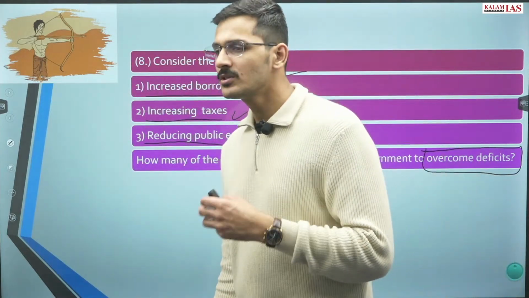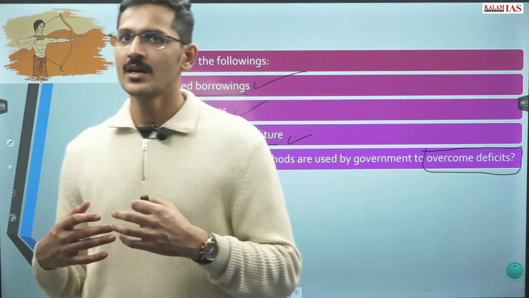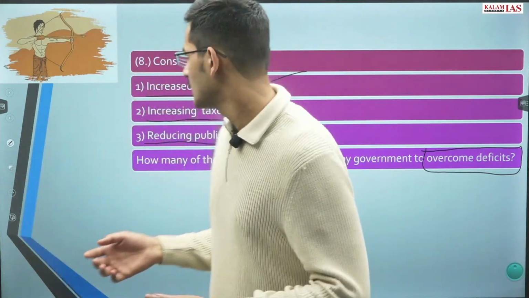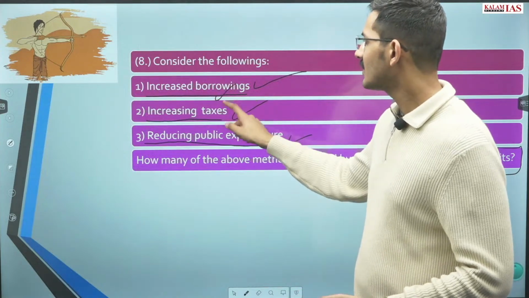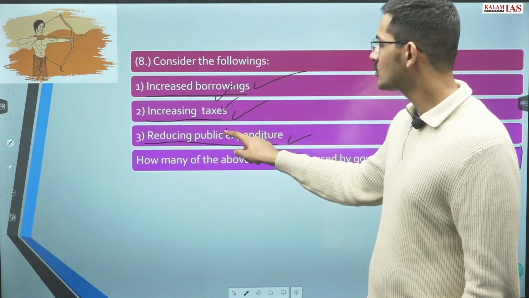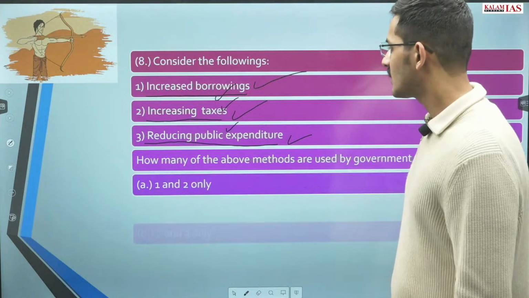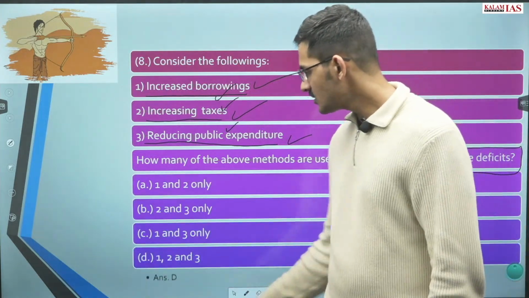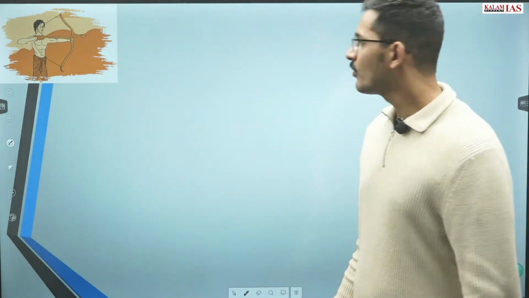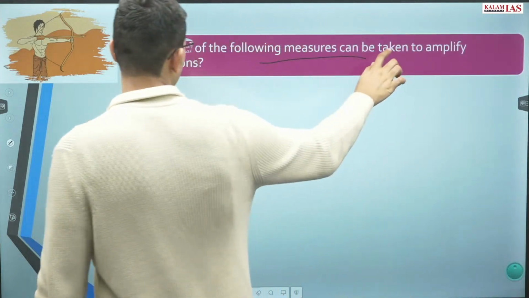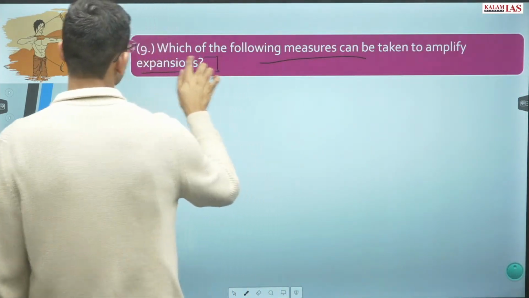So what you would try to do is, you would try to increase the receipts and you would try to reduce the expenditure. So we are increasing receipts here, we are increasing receipts here, and we are reducing the expenditure here. All the three statements here are correct. So answer is D. Moving forward, next question: which of the following measures can be taken to amplify expansions?